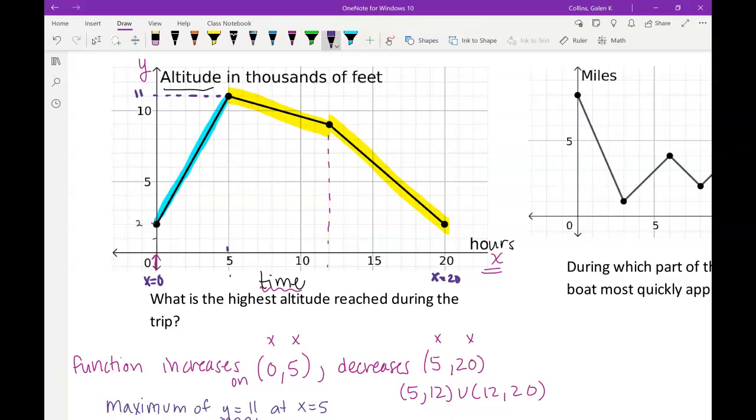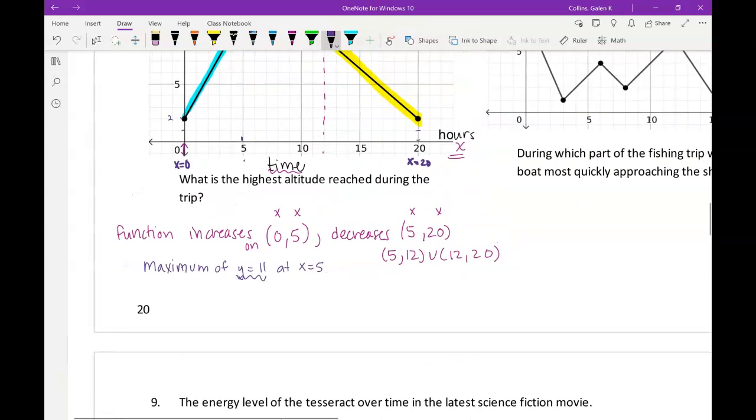And that occurs twice. It happens once when x is 0 and once when x is 20. So I could say that this graph has a minimum of y equals 2 at x equals 0 and x equals 20. And you could write that twice, or you could list that x equals 0, 20. So again, the minimum value is 2.